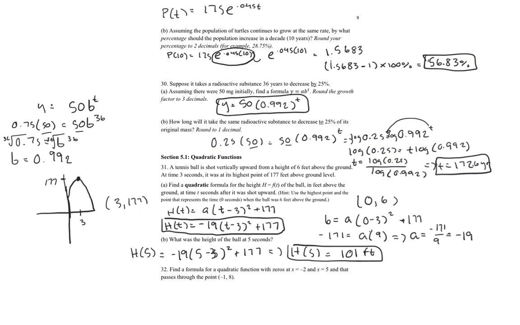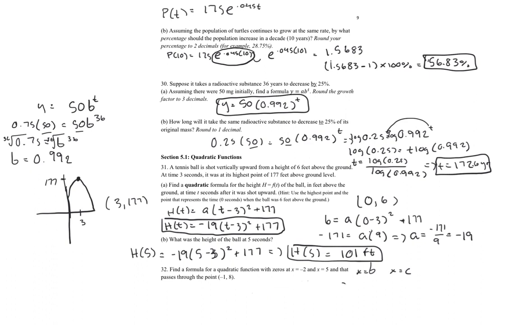All right, on number 32, it says find a formula for a quadratic function with zeros at x equals negative 2 and x equals 5 that passes through the point negative 1, 8. Since we're given zeros, we know our equation is going to be in the form, if we have zeros at x equals b and x equals c, y equals a times x minus b times x minus c, right? That's the setup of our equation.